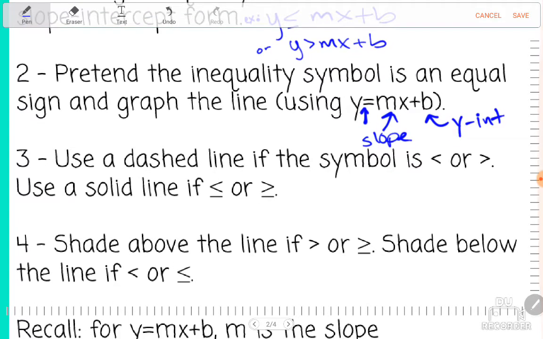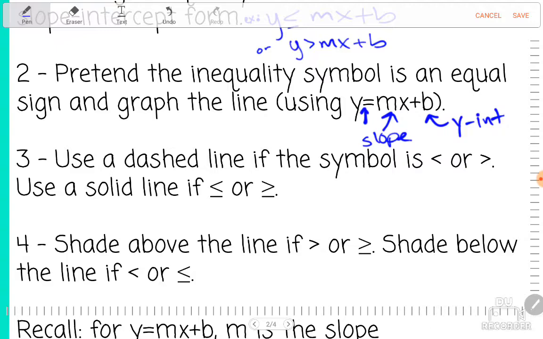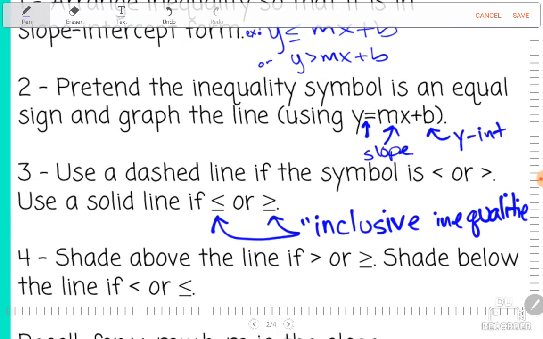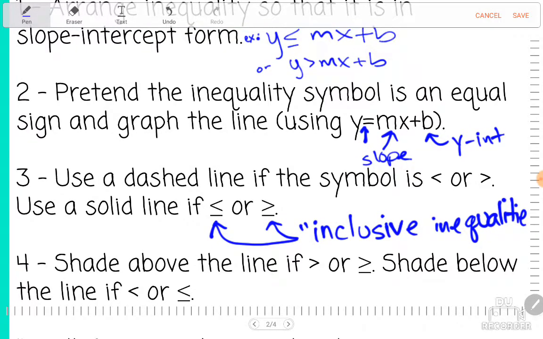Okay, once you have your line, you're going to use a dashed line if the symbols are just less than or greater than, and then you'll use a solid line if it's less than or equal to or greater than or equal to. Remember we called these inclusive inequalities, so they include the points on the line, in other words. So we do a solid line for inclusive inequalities. Okay, I'll fix it.